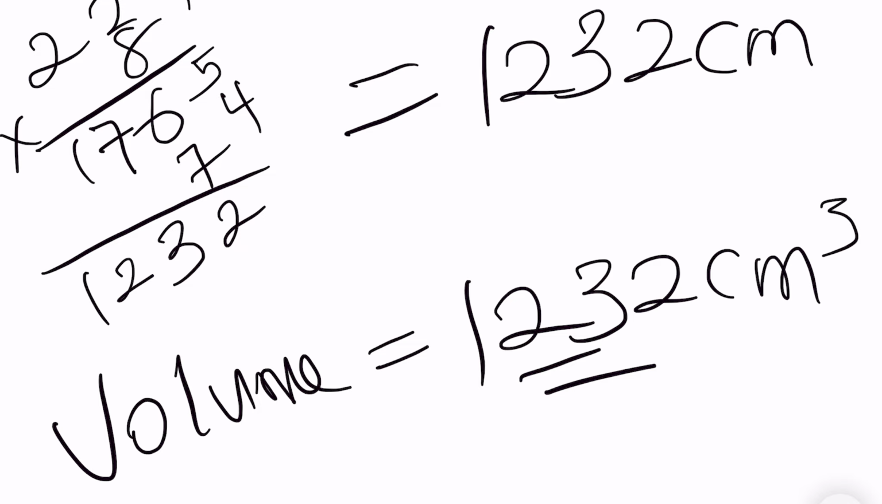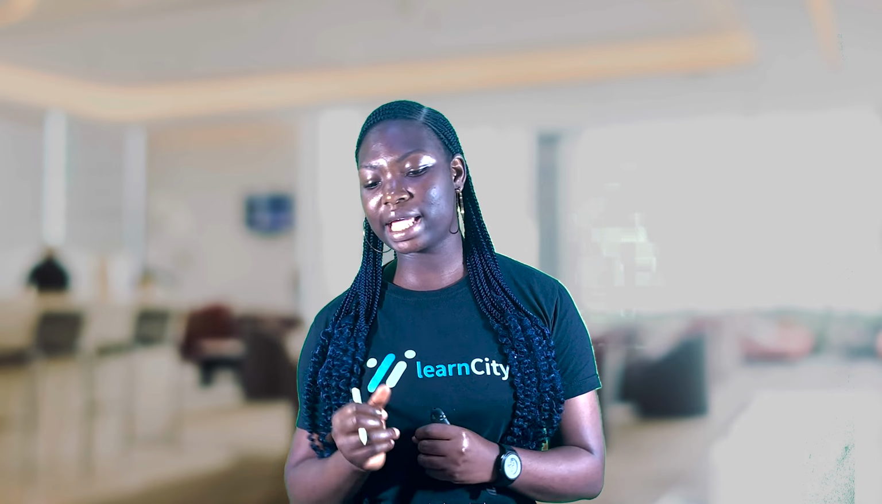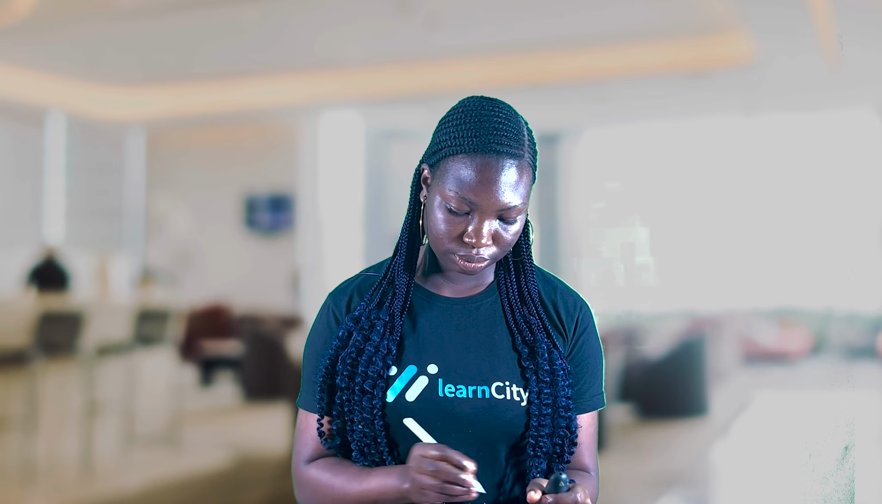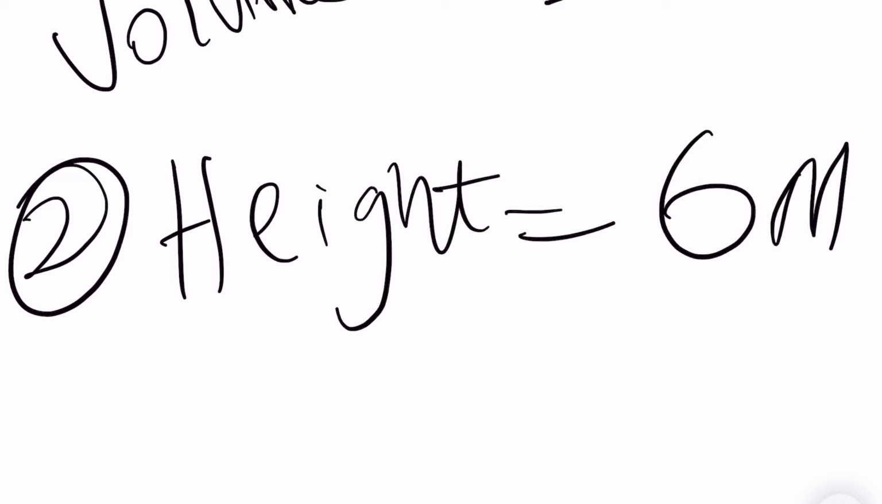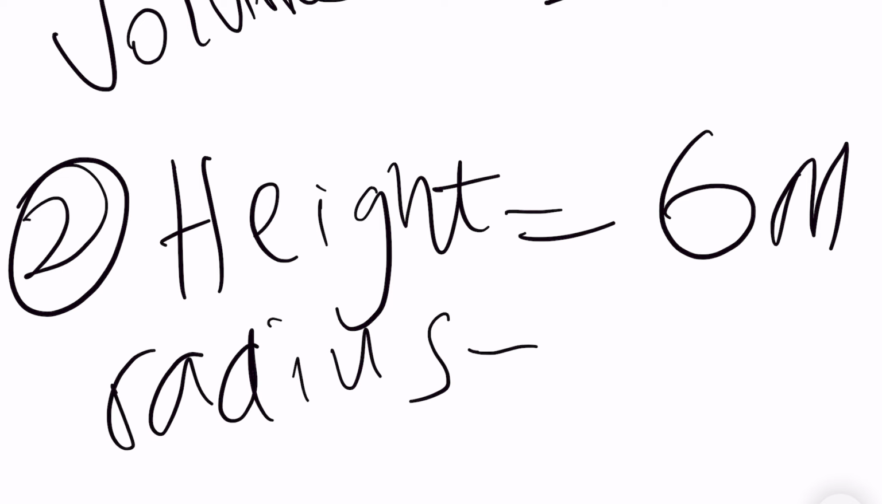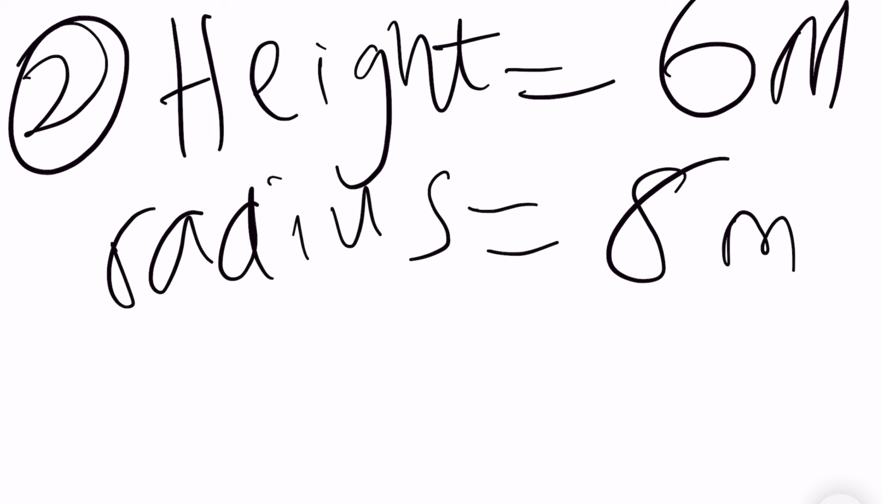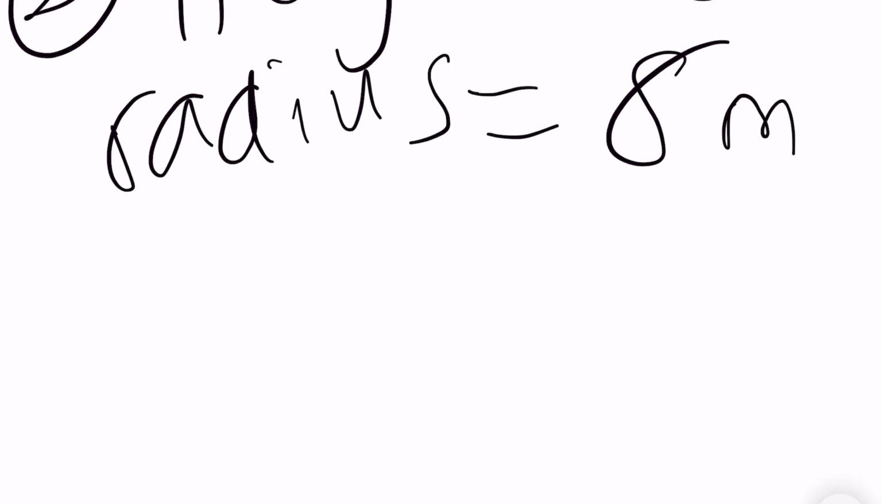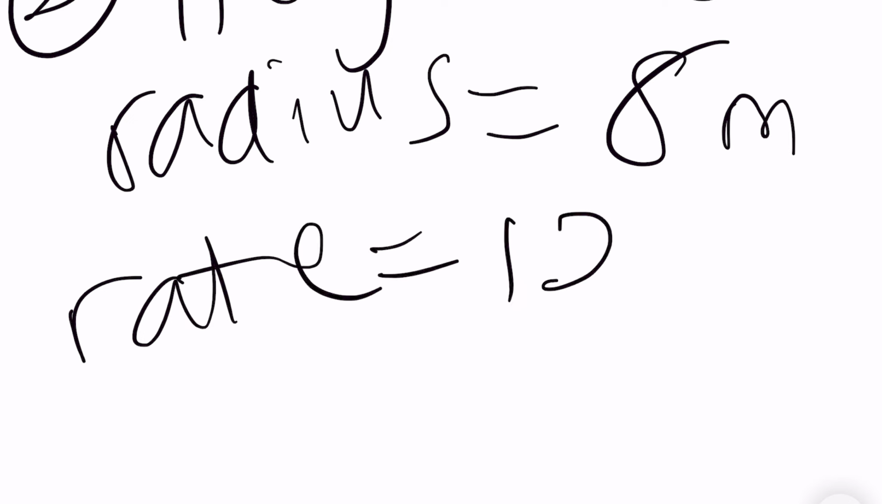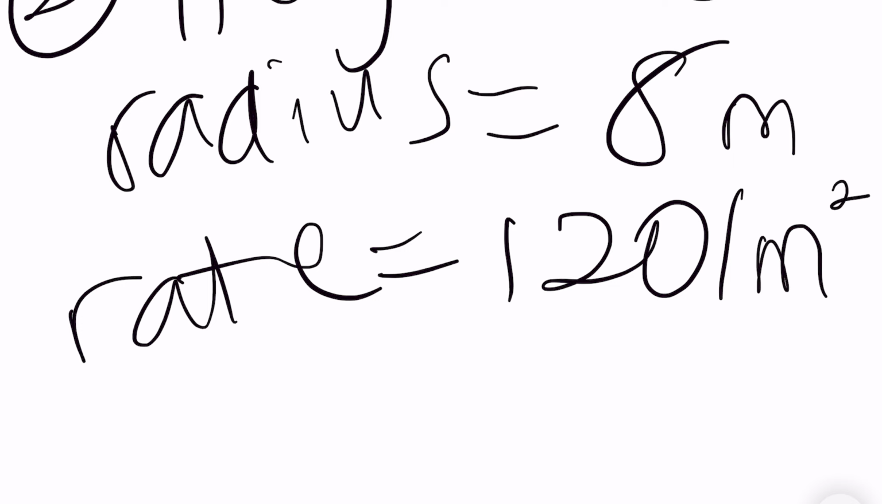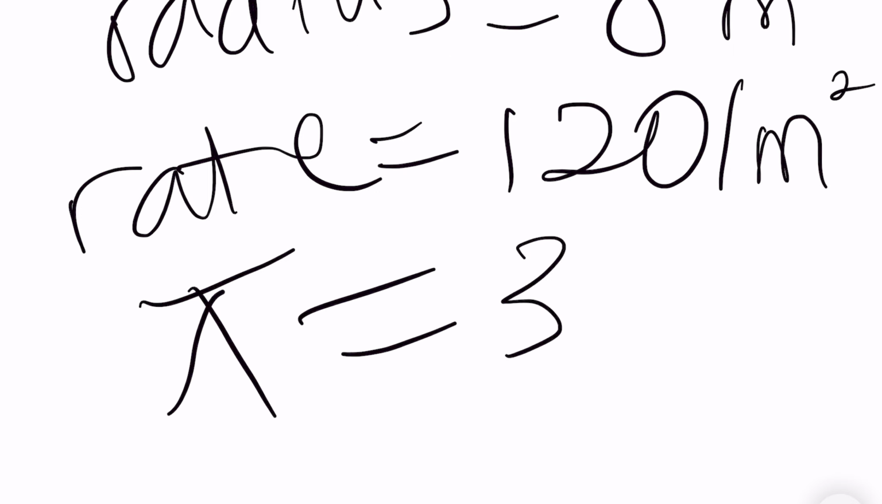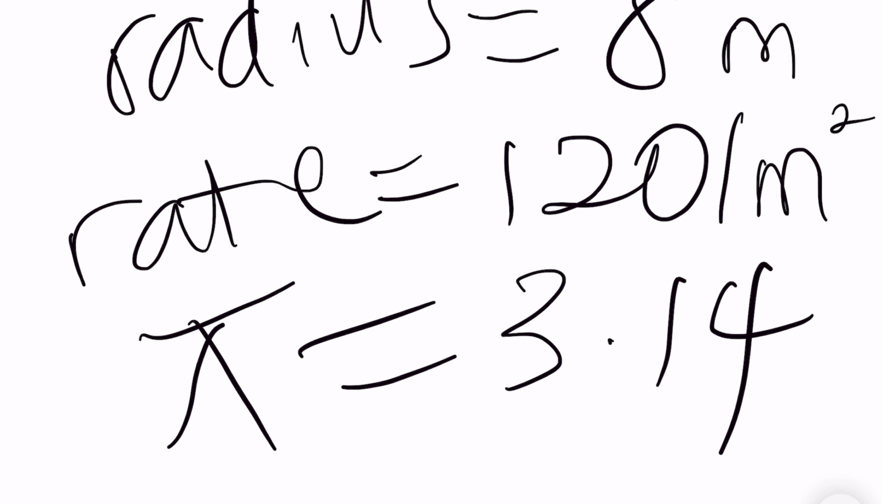area, and the volume. Now, the second example says a conical tent is 6 meters high and its base radius is 8 meters. We have our height to be 6 meters. We have our radius to be 8 meters. It says find the cost of the canvas required to make the tent at the rate of 120 per meter squared. So we have our rate to be 120 per meter squared. So it says that we should use our pi to be 3.14.